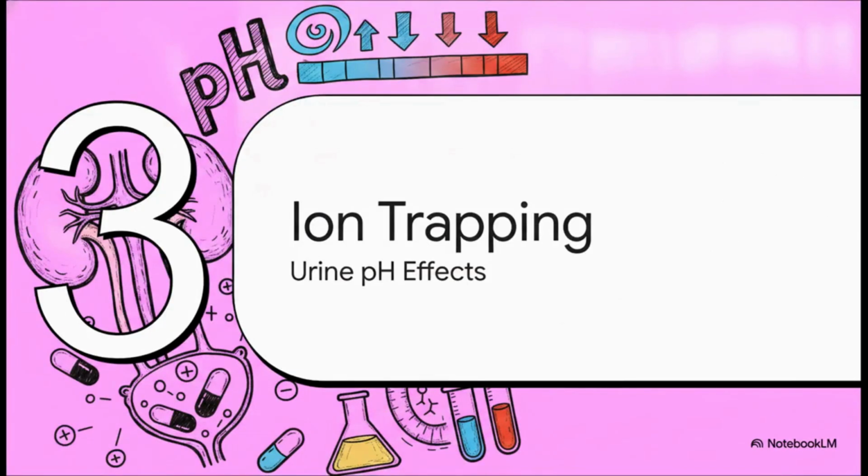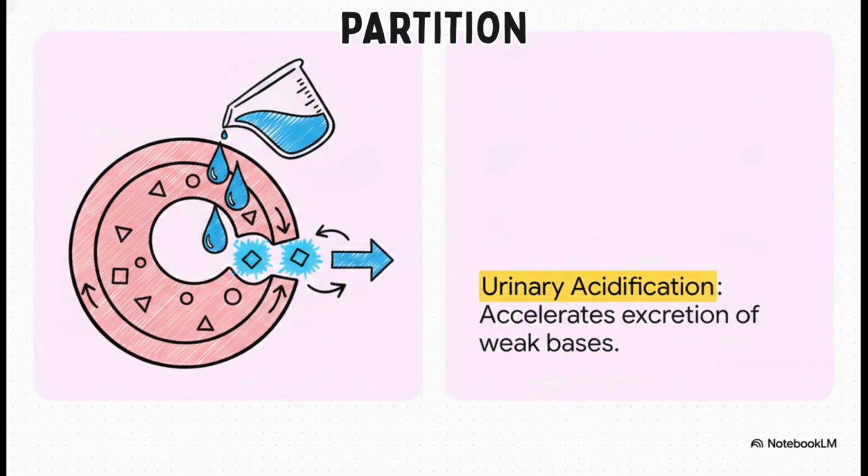Section 3. Ion trapping and urine pH. Let's see how changing the pH changes the entire game. This concept right here, the pH partition principle, is a literal lifesaver in emergency overdose situations. Let's say a patient comes in with salicylate or aspirin poisoning. Aspirin is a weak acid.